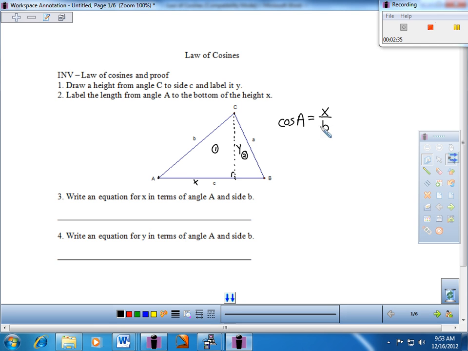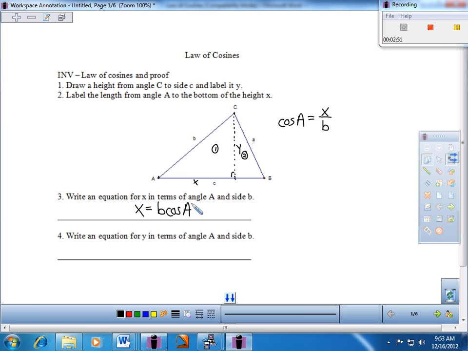It does say write an equation for X, so I'm going to bring this B on up, and I get X equals B times the cosine of angle A. If you could do the same. Okay, good. One piece taken care of.